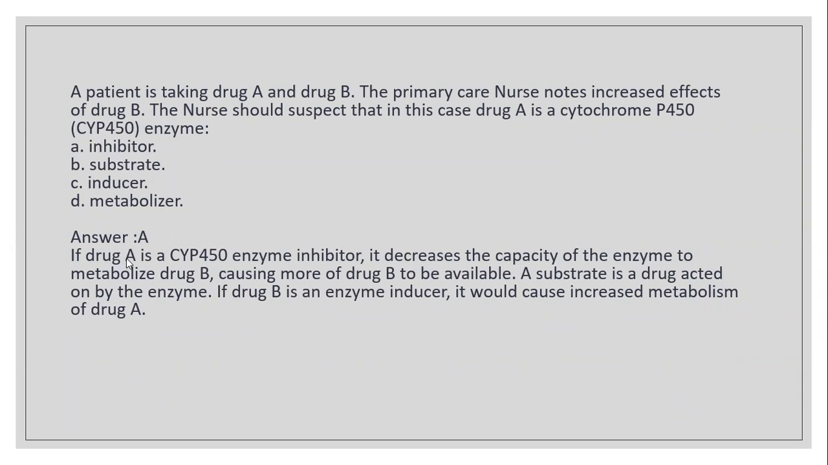Rationale: if drug A is a cytochrome P450 enzyme inhibitor, it decreases the capacity of the enzyme to metabolize drug B, causing more of drug B to be available. A substrate is a drug acted on by the enzyme. If drug A were an enzyme inducer, it would increase the metabolism of drug B.